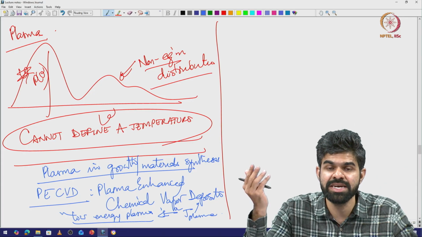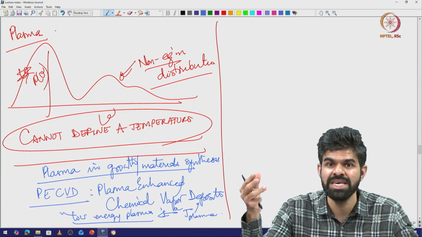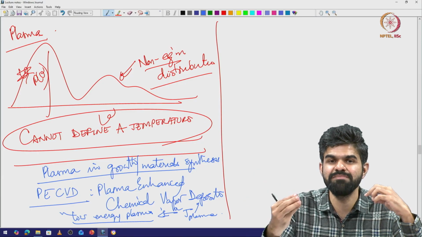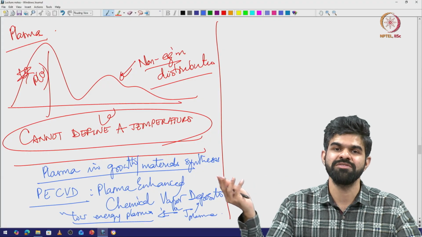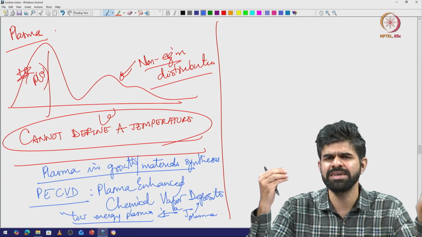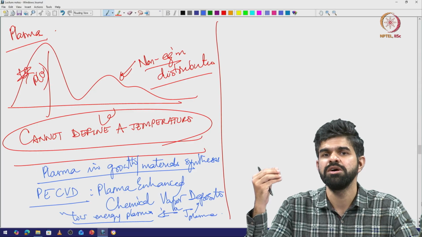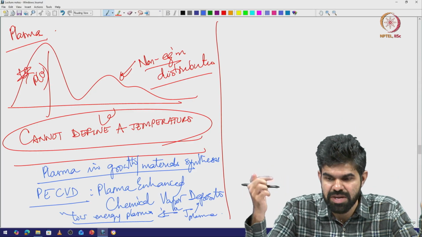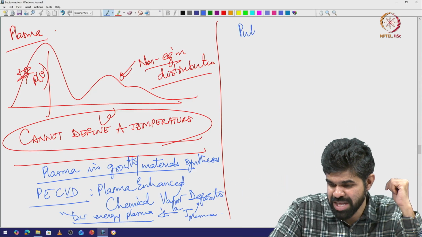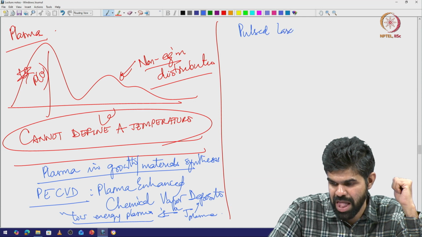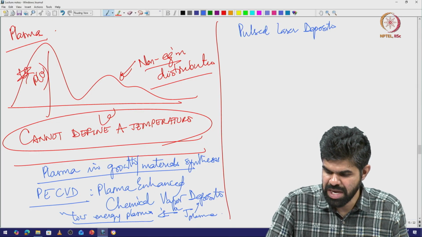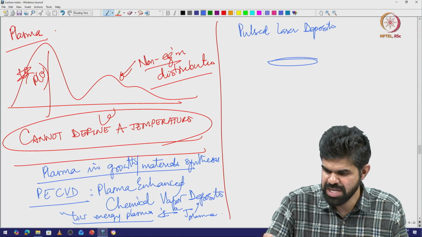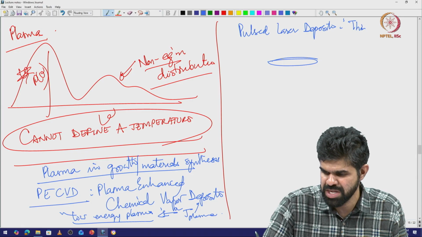The higher the energy of the plasma is, the more difficult it becomes to sustain a Maxwell-Boltzmann distribution, and it goes away from equilibrium. So I cannot probably define temperature of a very high energy plasma that is used in pulsed laser deposition. Pulsed laser deposition is another process. In this process, again, this is a thin film deposition process.